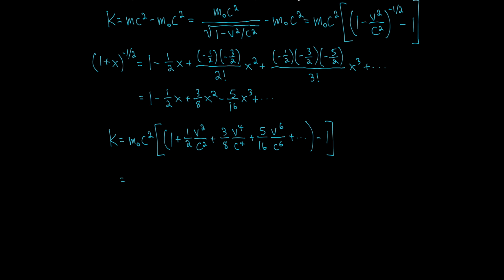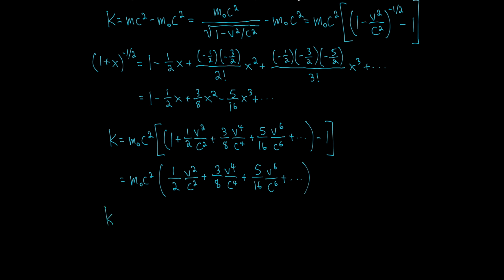And then you might be thinking, wow, that's terrible, but did you notice that the 1 cancels? So we just get half v squared over c squared plus 3/8 v to the 4th over c to the 4th plus 5/16 v to the 6th over c to the 6th, and so on.